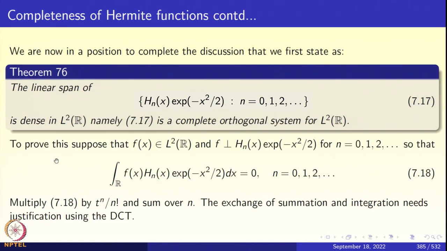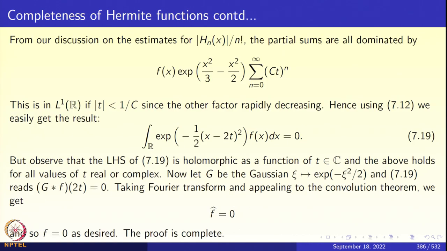When I take the summation inside the integration, I'll get f of x times the summation of h_n(x) upon n factorial t to the power n. What is the summation of h_n(x) upon n factorial t to the power n? Remember, we derived that it is exactly going to be e to the power 2tx minus t squared. And that can be written as exponential of minus 1 half (x minus 2t) the whole squared, times f(x) dx.